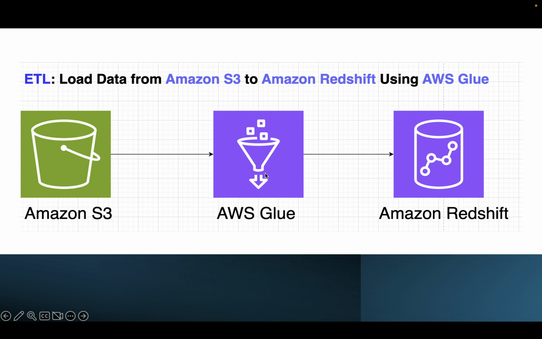And then in between here, we will have AWS Glue, and this will be the service that will be doing our data transformations. So we will do our transformations in AWS Glue, and then eventually we will load this transformed data to Amazon Redshift data warehouse. Okay, so this is how our data flow will be looking like.